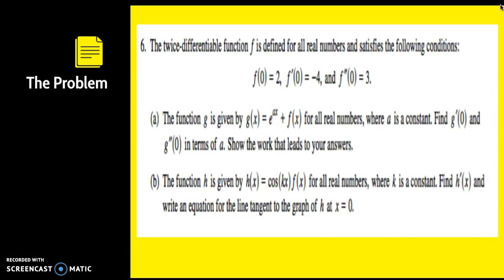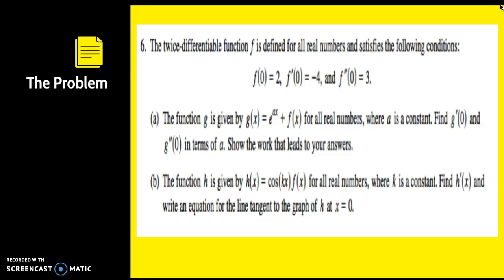Part A is the function g is given by g of x equals e to the ax plus f of x for all real numbers, where a is a constant. Find g prime of 0 and g double prime of 0 in terms of a. Show the work that leads to your answers.